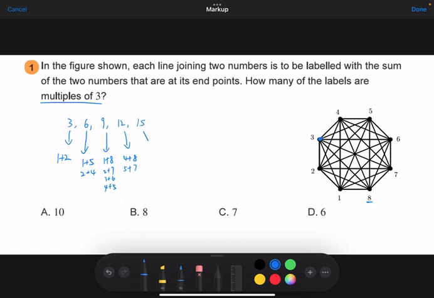And then for 15 there's only one situation. 8 plus 7. So let's count how many situations we have altogether. This is 1, this is 2, this is 4, this is 2, this is 1. So altogether we have 1 plus 2 plus 4 plus 2 plus 1, 10 different situations. So 10 labels are multiples of 3. A is the correct answer. And that's challenge number 1.